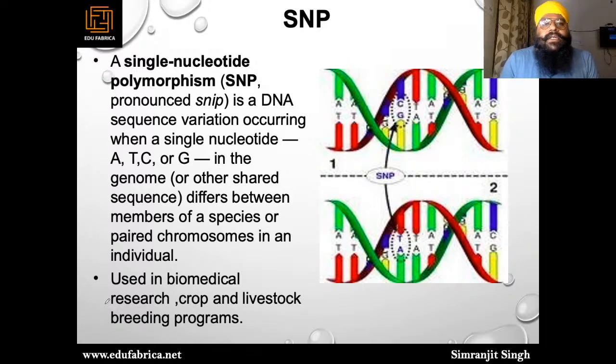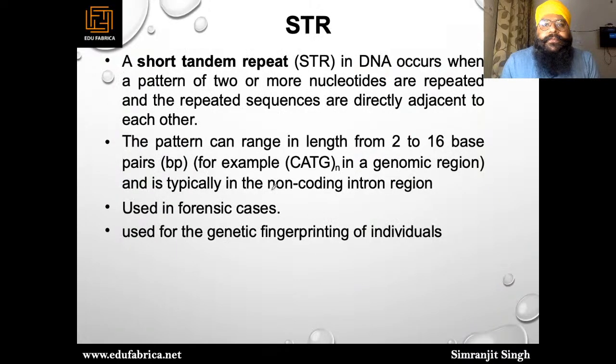Then comes SNP, a single nucleotide polymorphism. It is a DNA sequence variation that occurs when a single nucleotide like A, T, C or G in a genome differs from the members of the species. So let's say you have A, T and A, and it got differentiated because of single nucleotide polymorphism into C and G, and because of that it will give a new trait, which could be used in biomedical research, crop and livestock breeding further.